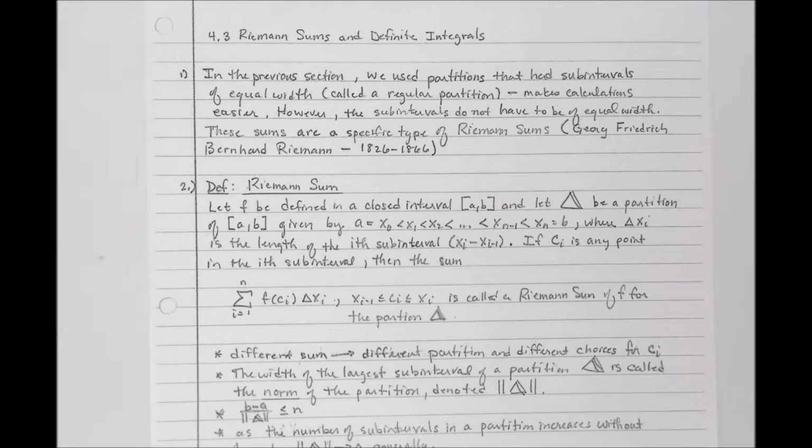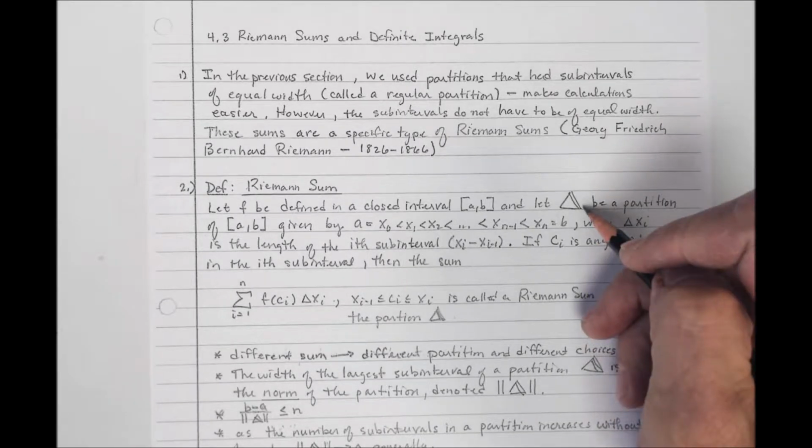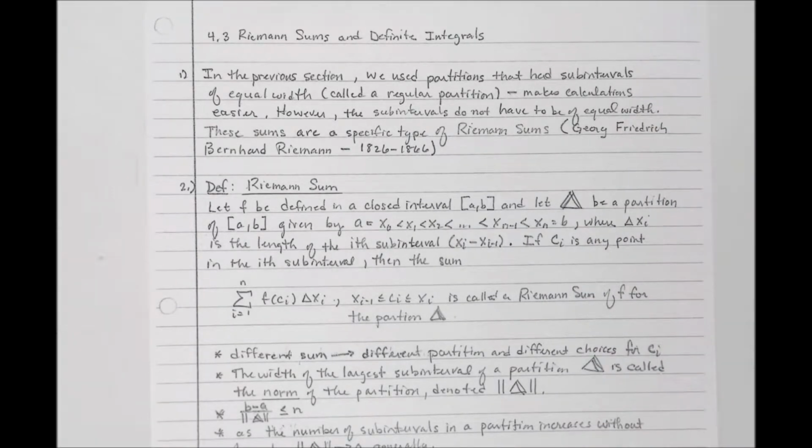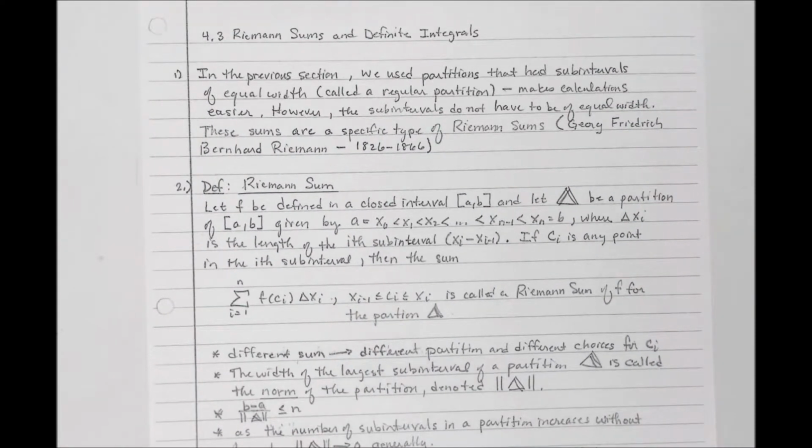But a Riemann sum says let f be defined on a closed interval from a to b. Sometimes the symbol is written this way, which looks like a big triangle with an extra slash, and sometimes they put the extra slash this way. It kind of depends on the book. They'll have one or the other, so don't panic. I probably use it both ways, but I typically put it on the right side.